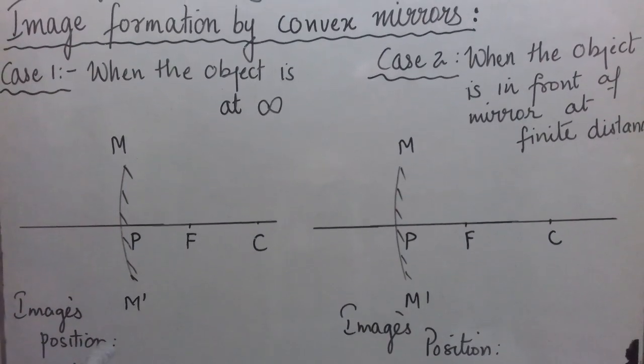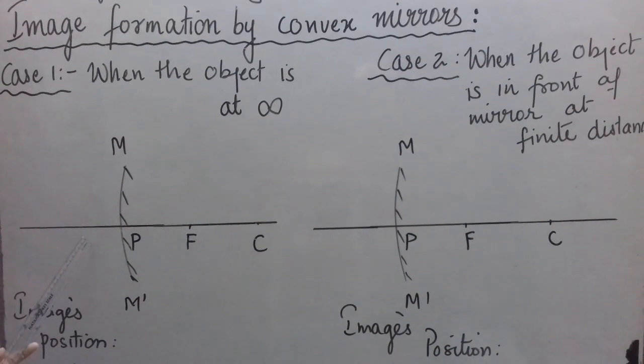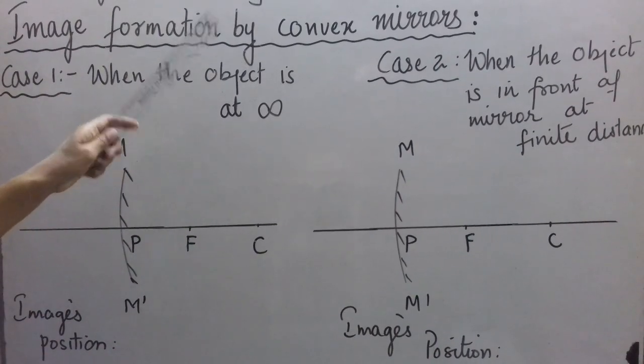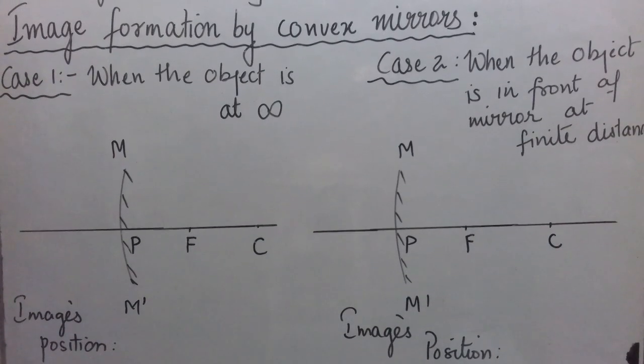Now many times I have seen students, when I give the question, draw the ray diagram showing the image formation by a convex mirror when the object is placed between C and F, students draw the wrong diagrams.